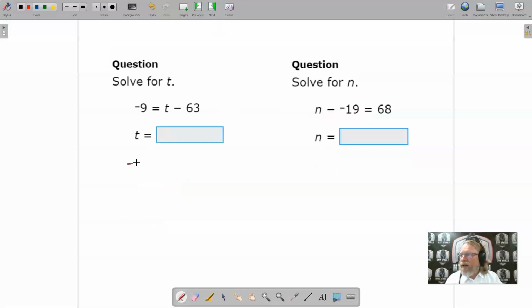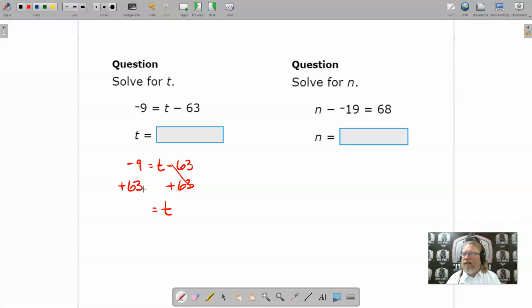Here we have negative 9 equals t minus 63. So here we have the t is related to the 63 through subtraction. This is like a negative 63 here, right? It's like plus a negative. But the opposite operation of subtraction is addition. And we're going to add the very value we wish to get rid of, which is 63. And what we do to one side, we have to do to the other. So we're left with the 63s canceling each other, leaving us with just t.